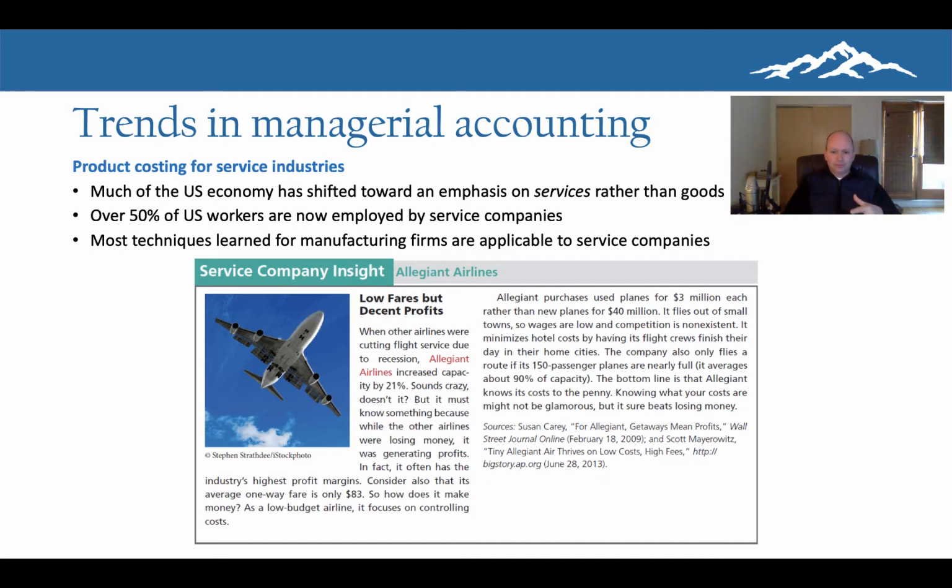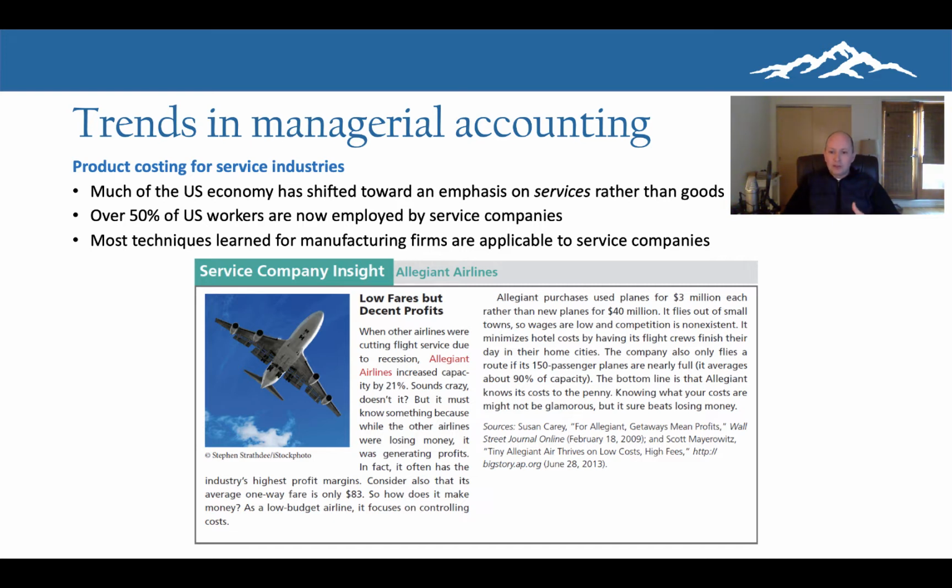So, why did they do that? And another question that the case study points out is Allegiant often has the industry's highest profit margins, but its average one-way fare is only $83. How does it do that? And the case study really just says, hey, as a low-budget airline, Allegiant focuses on controlling its costs.